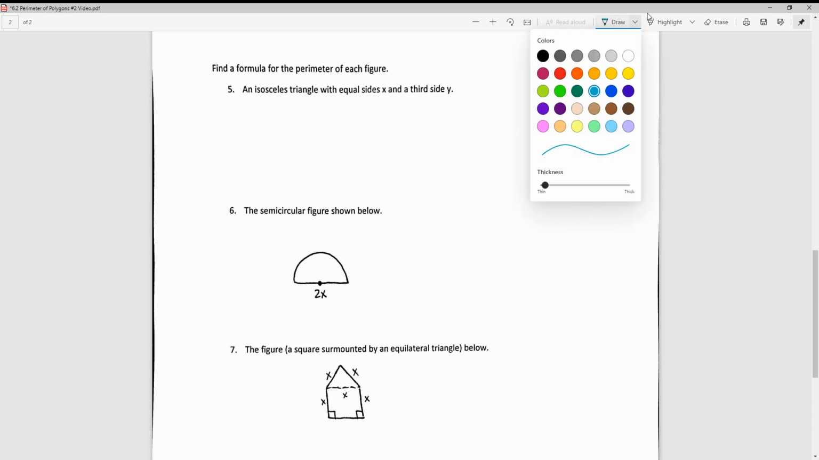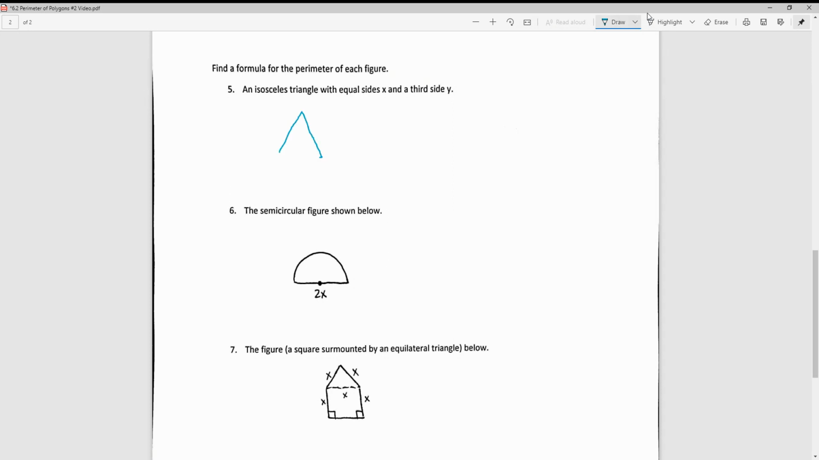Number 5 talks about an isosceles triangle. Remember that an isosceles triangle has 2 sides that are the same and a third side that is different. It says here that the equal sides are x, so this side is x, this side is x, and the third side is y. If I want to find the perimeter of that isosceles triangle, I just add all the side lengths together, so x plus x plus y. I can actually simplify that a little bit though. x plus x is 2x, so my best final answer is 2x plus y for my perimeter.